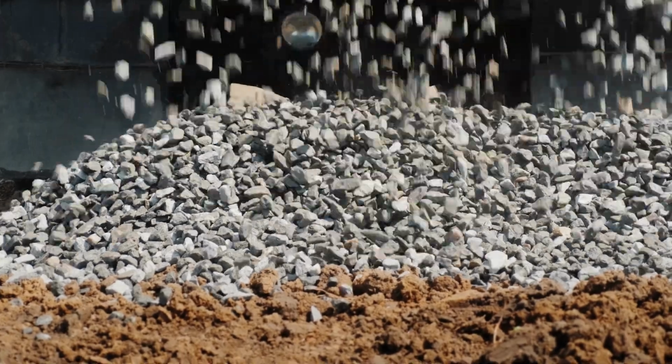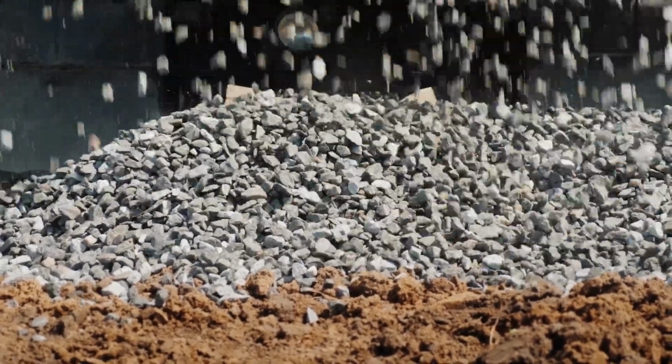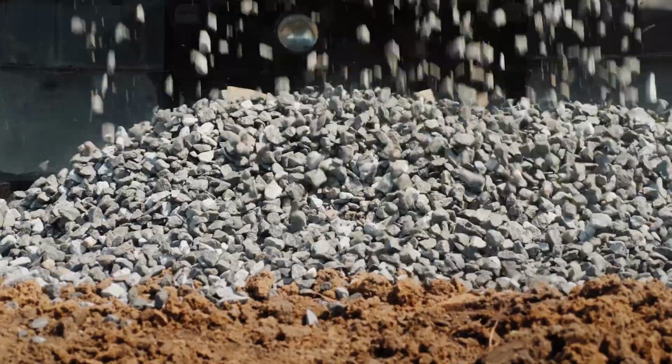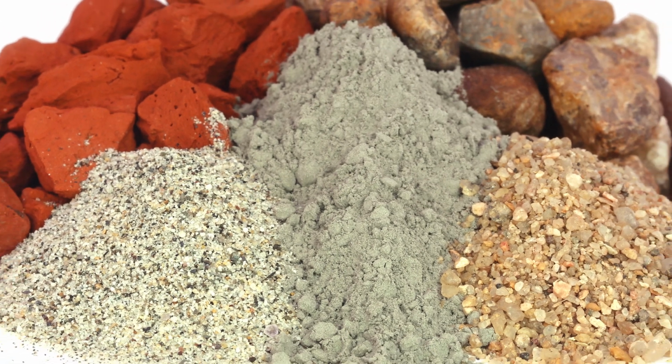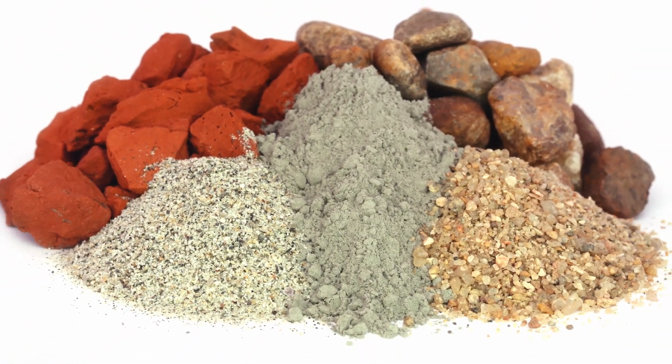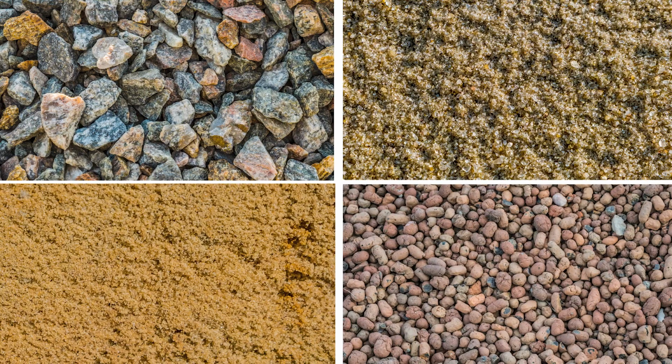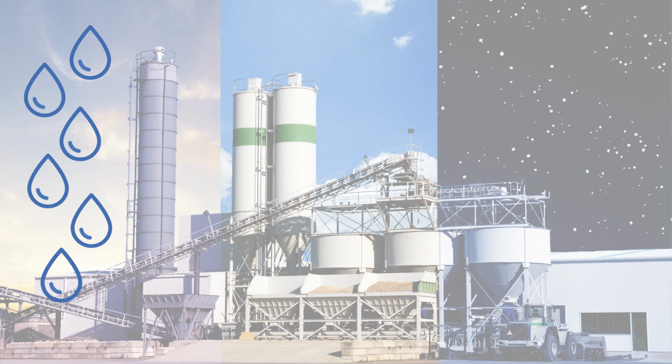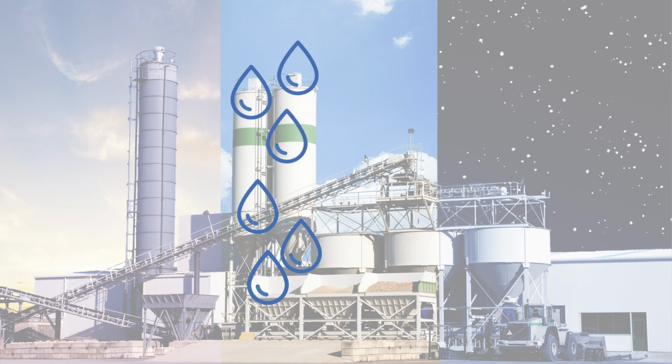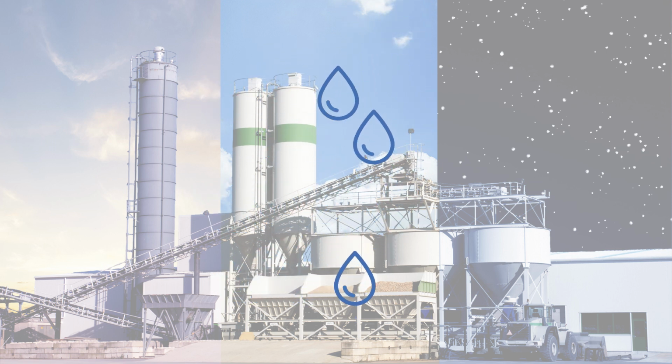The aggregates used in concrete all tend to absorb moisture at varying rates. The amount of water from the concrete mix absorbed by the aggregates not only depends on the type and size of the aggregate, but also the amount of moisture already present. Aggregates tend to be more moist first thing in the morning and then lose moisture as the day goes on.